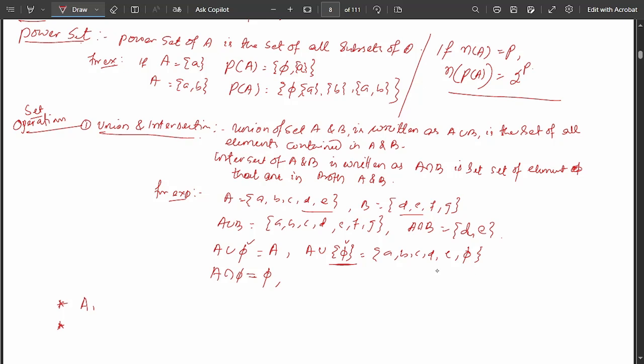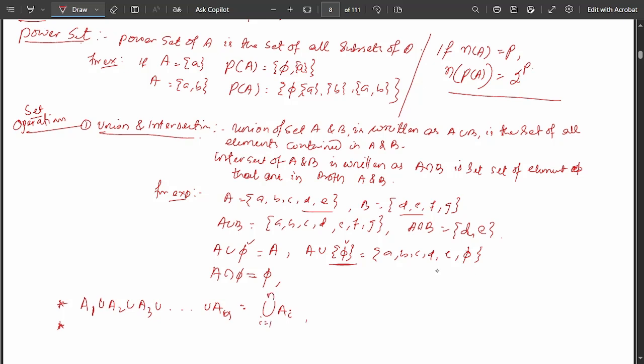But for some question or problem, there are many sets. There are an infinite number of sets also. So when I represent more number of sets, we represent in this way: A1 union A2 union A3 union... suppose n number of sets are there. So I can write this as the union of Ai, i equal to 1 to n.